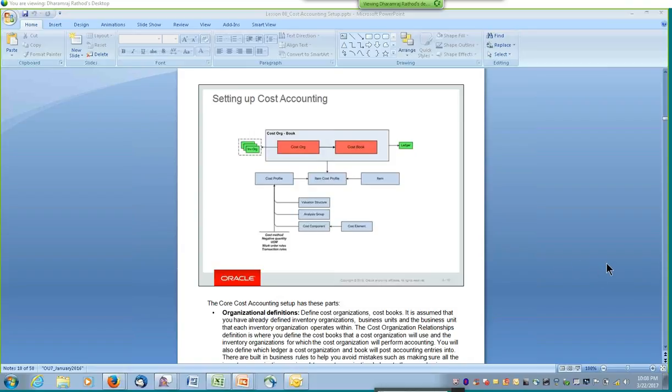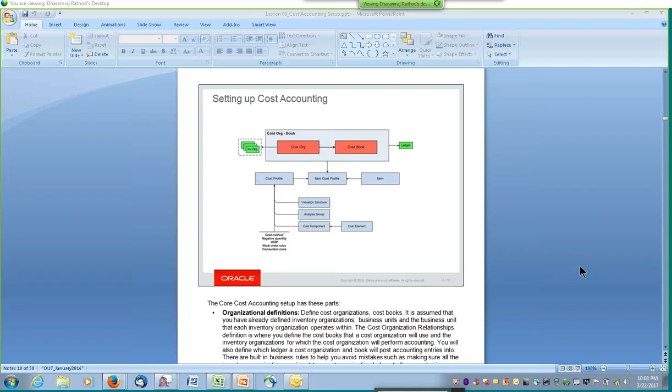Is it possible to assign different cost organizations at sub inventory of the same inventory organization? No, that's not possible yet. It is at the inventory organization level. But whatever you are expecting, Anshul, can be achieved using the evaluation structure.